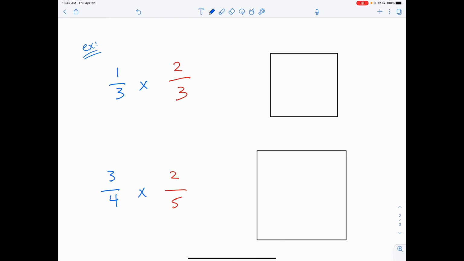But what if the numbers are not over 10? What if it's over numbers like 3 or 4 or 5? Then our drawing will have to change because it's no longer going to be out of 100 anymore.